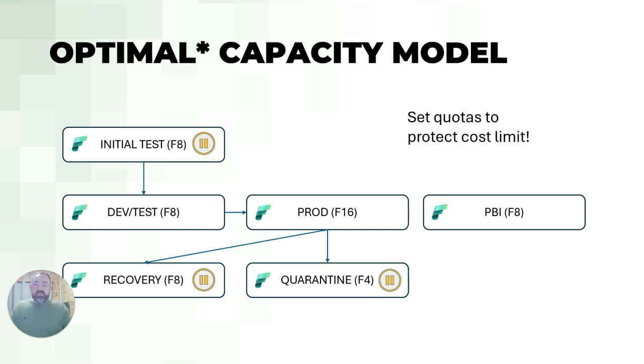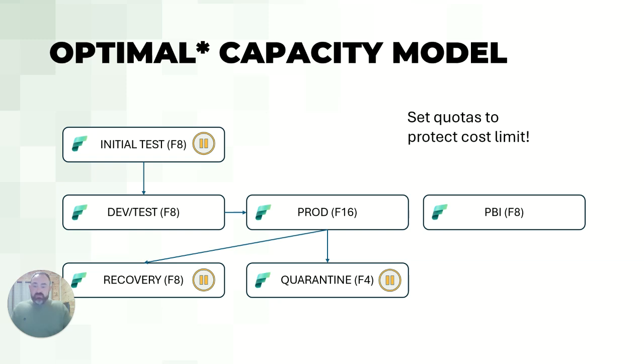So our first capacity is where we're going to be initially testing things. This is where we're going to build our proof of concept and anything else that's going to come into production. We want to isolate it first in our test capacity. And this can be on pause if it's not being used, and that's going to save you money there.